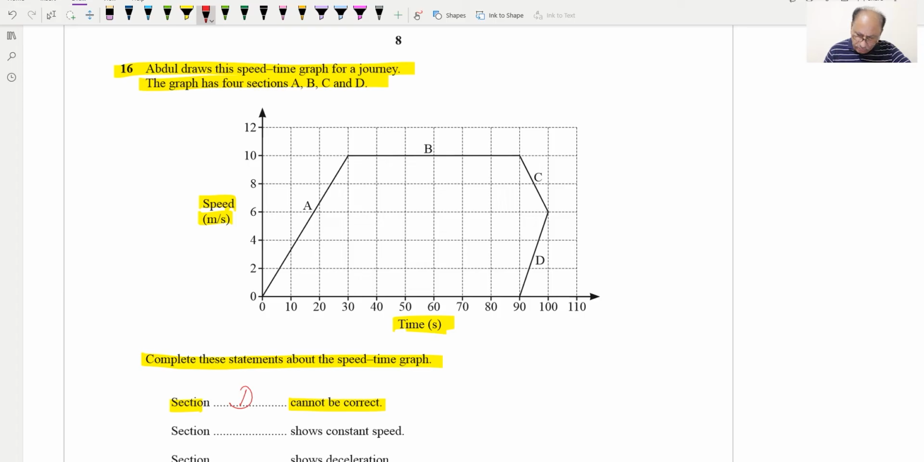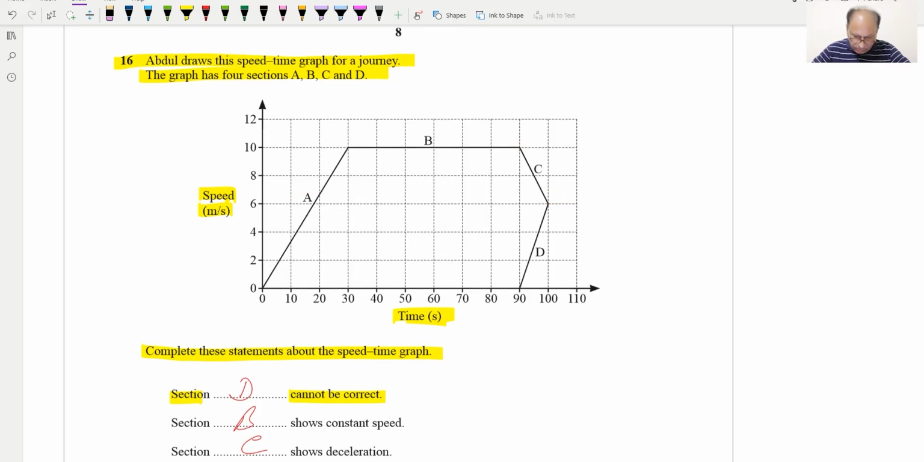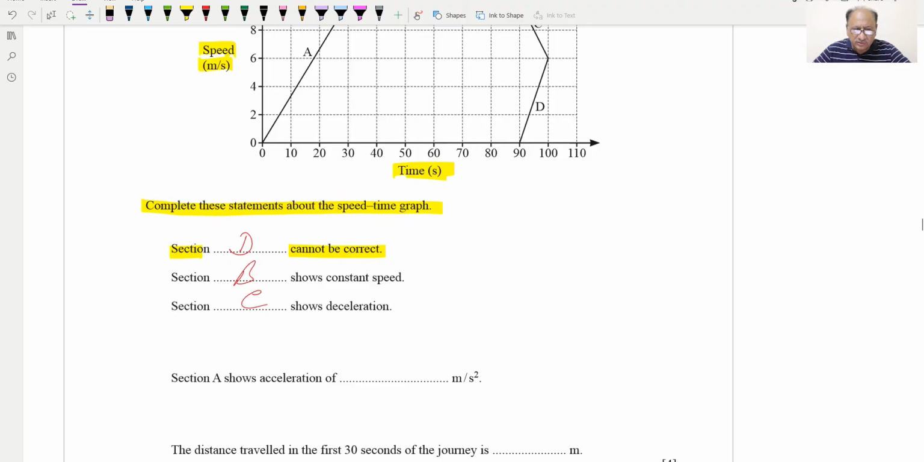Then section shows constant speed. Constant speed is what? Constant speed is a straight horizontal line. Horizontal line is this one. So this B part, so the answer for this is B. And section shows deceleration. Deceleration is slowing down. This one, C section is slowing down. So deceleration. This one is acceleration. This is deceleration or negative acceleration. Deceleration is basically negative acceleration.